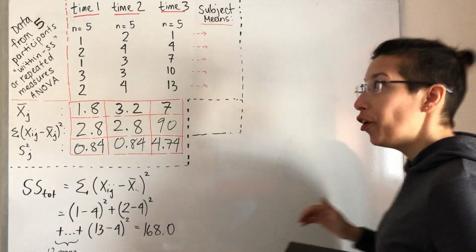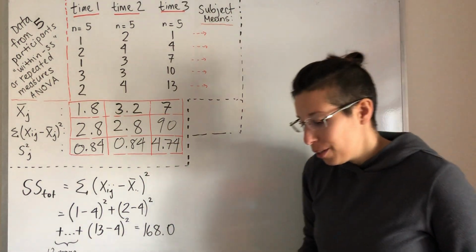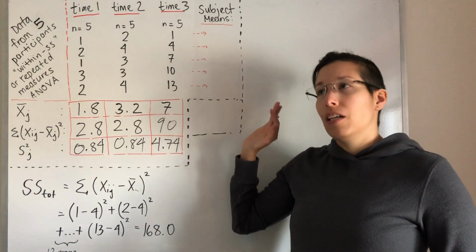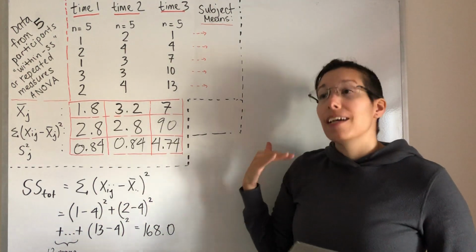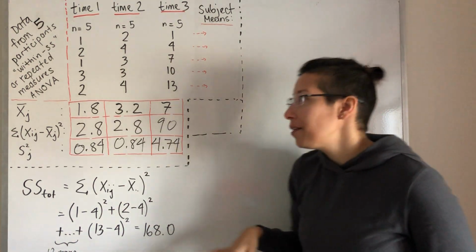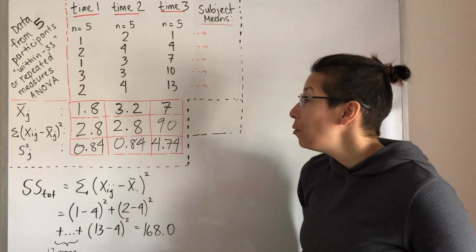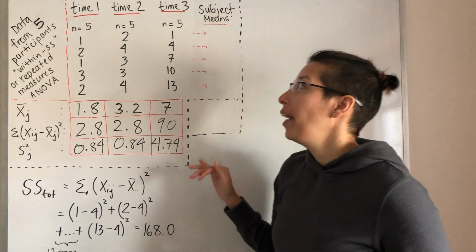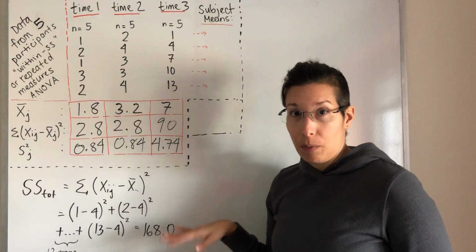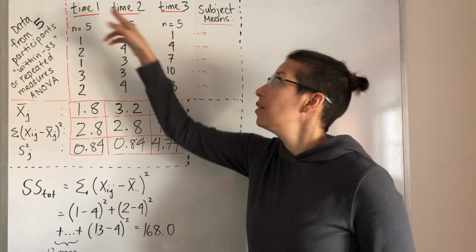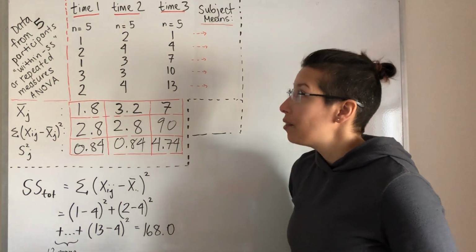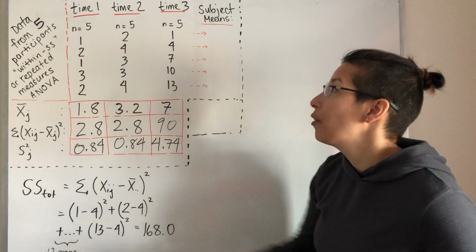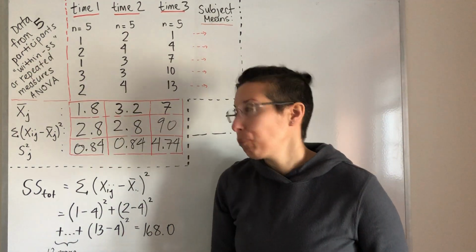ANOVAs. More ANOVAs. Hello. I am going to go through a very long, detailed, step-by-step way to compute by hand a repeated measures ANOVA with a single factor. It's called time. We're going to pretend that we recruited 5 participants.